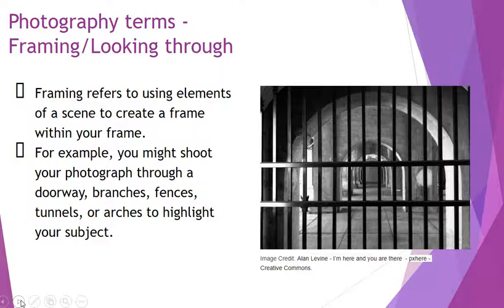The second title or subject is framing and looking through something. So framing refers to using elements of a scene to create a frame within your frame. So you see that picture there, it's absolutely superb. It's looking through loads of doorways. So the doorway itself is becoming the frame, not the frame of the photograph, but the frame of the doorway. So it's a double frame.